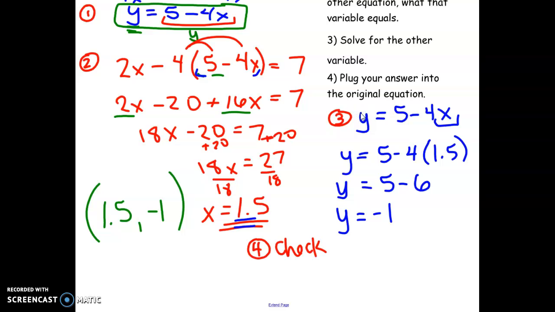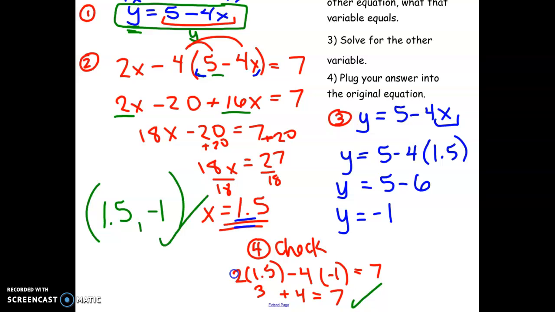So we can finish then by checking. We're going to check in equation 1. So we have 2x, and x is 1.5, minus 4y, and y is negative 1, and that should equal 7. So 2 times 1.5 is 3, minus 4 times minus 1 is plus 4, equals 7. And you can see that, yes, 3 plus 4 does equal 7, so my answer does check. So that is my answer to the question.